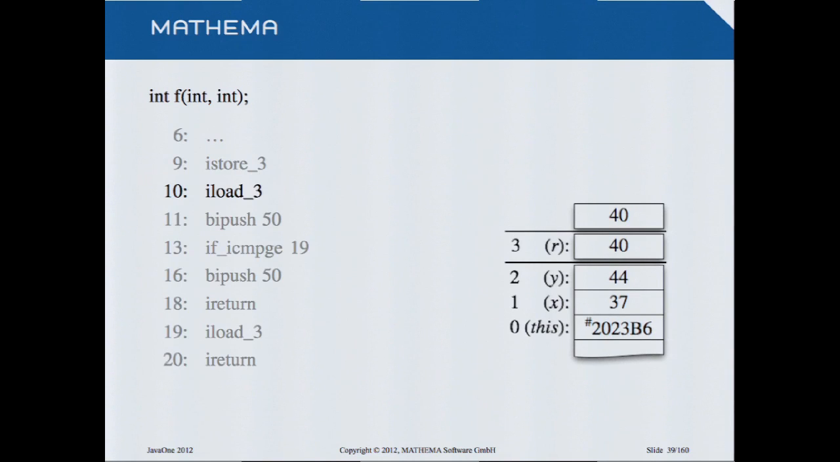Then we load it again, and you see, if you take a look at Java bytecode, you see a lot of things you might think are not necessary. For example, we made a store and then a load. So we could have omitted this. But the Java compiler is, let's say, not very bright.